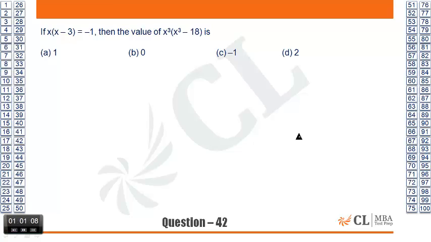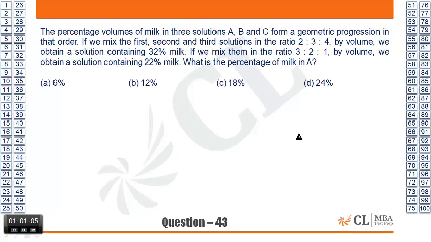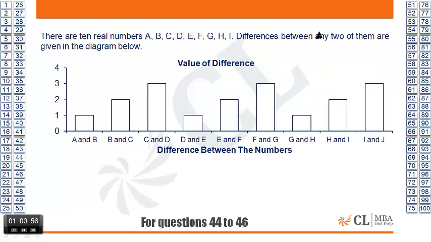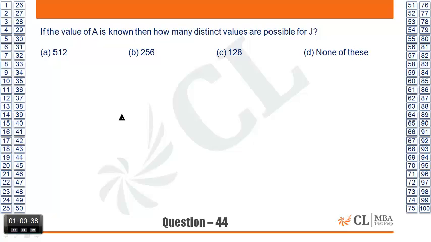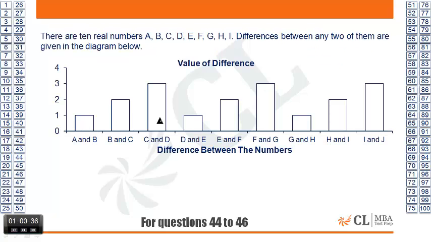Don't break your head. Milk solution is okay. Milk solution ABC geometric. Oh, this is going to be one complex fellow. 10 real numbers ABCD differences are given. A to B difference is 1, so it can be plus 1 or minus 1. A is known. How many distinct values of J? Oh God.